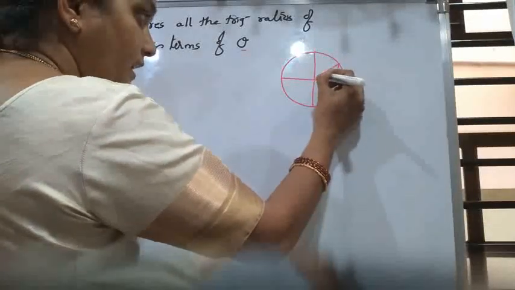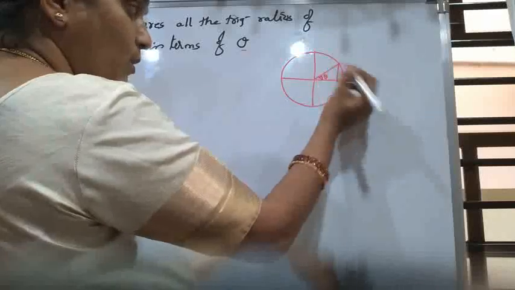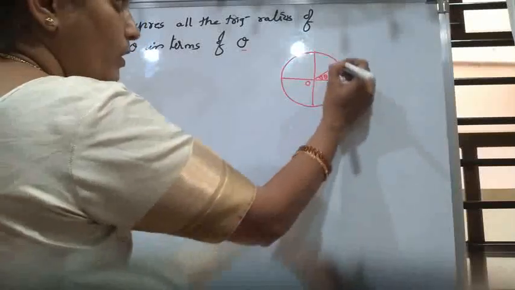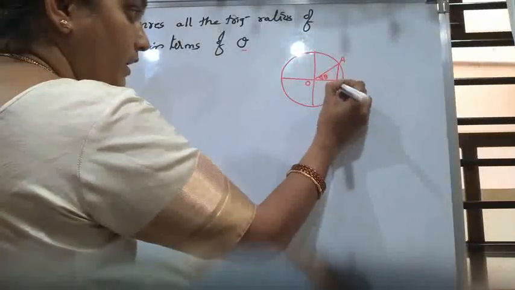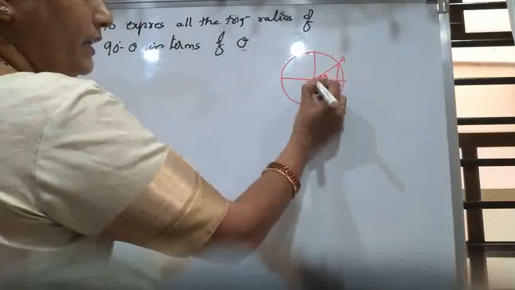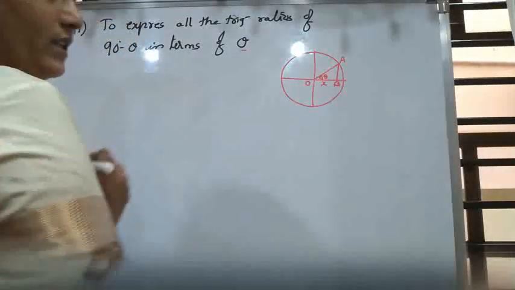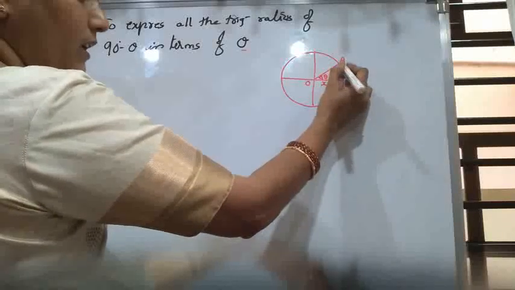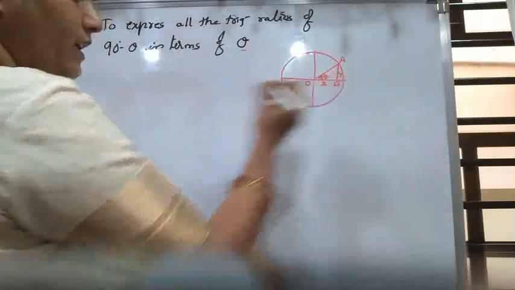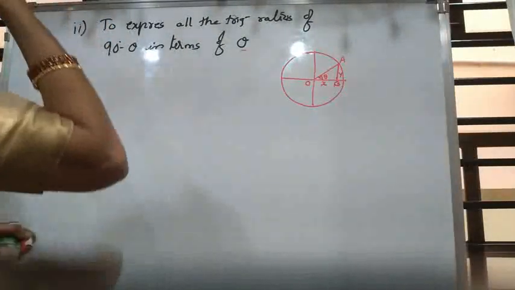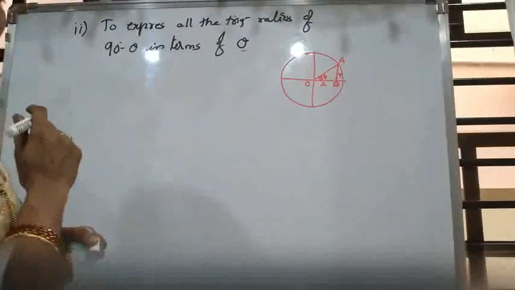It is measured in anti-clockwise direction, so it is positive. O, A, B, I can see. This OB is adjacent to this theta, so it is X. This AB is opposite to this theta, it is Y. But what I want here is 90 degree minus theta.